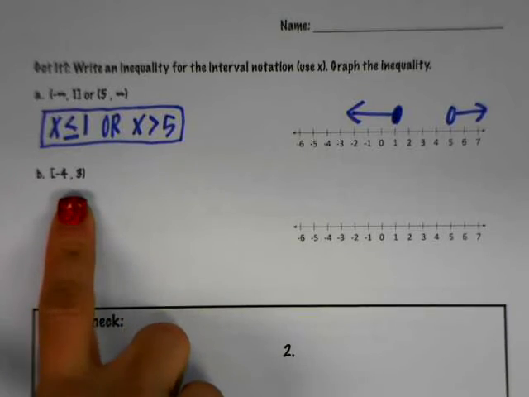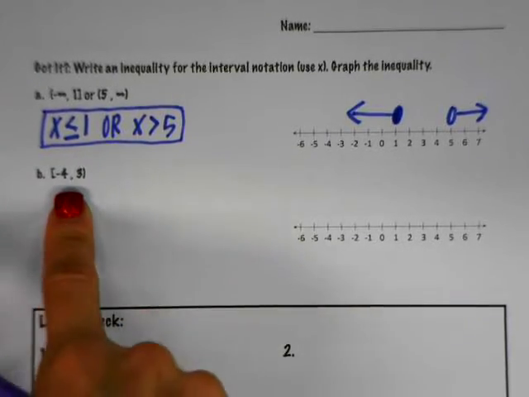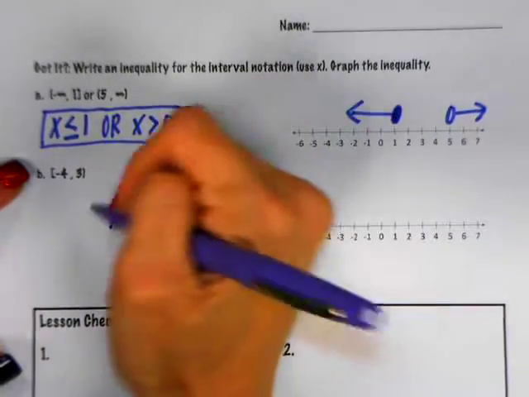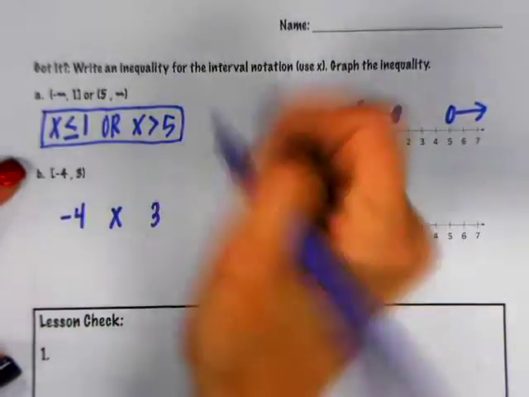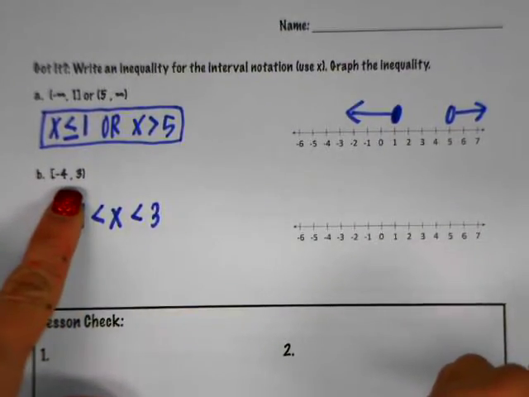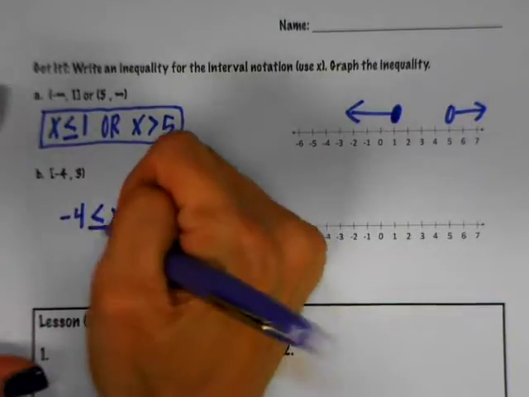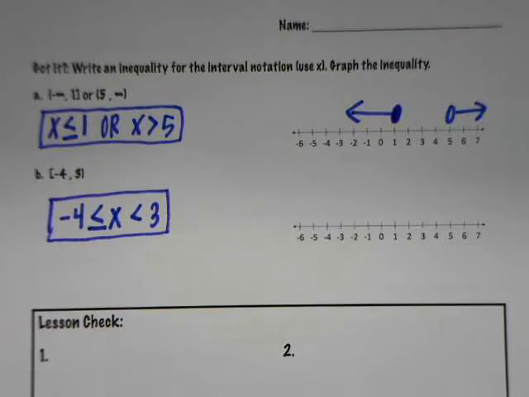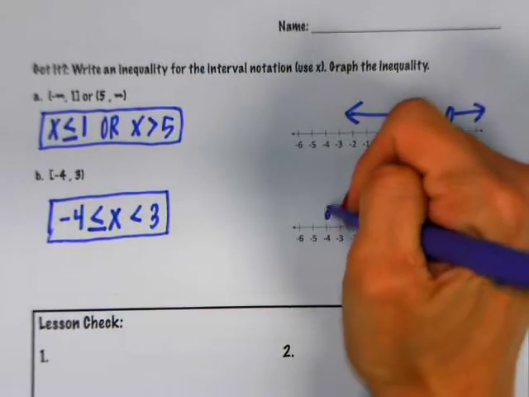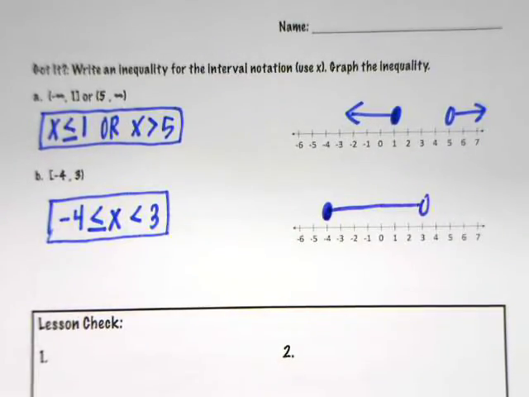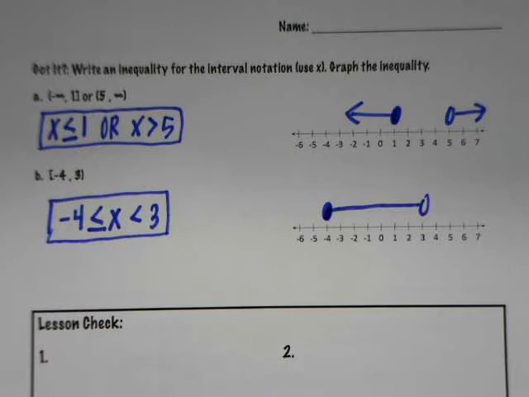Okay, is this one an and or an or? An and. So where should my x go? Yep, in the middle. So you have -4 and 3. You know they're both less than always. So do either of them get the line? Which one? Yep. So is it open or closed at -4? Closed, and then what about at 3? Open. Yep, and like that. Got it? Okay.